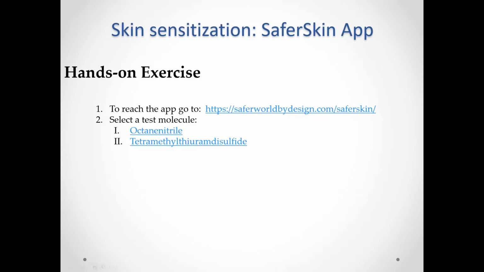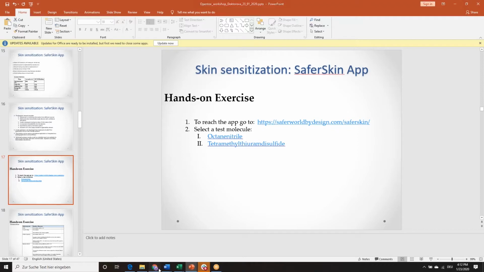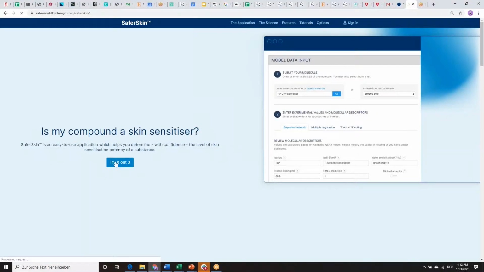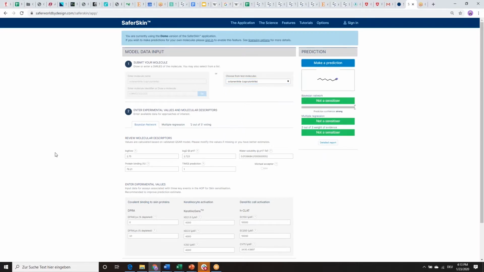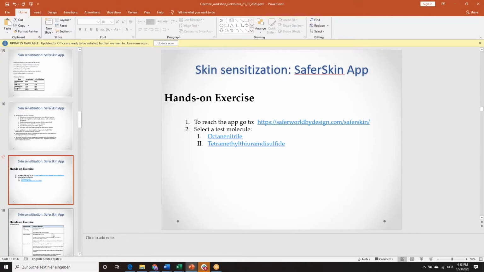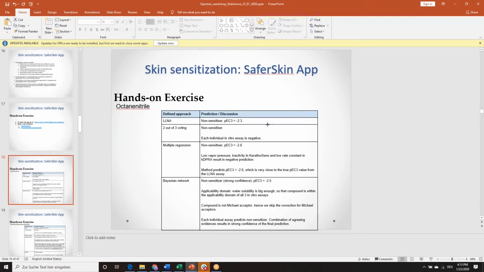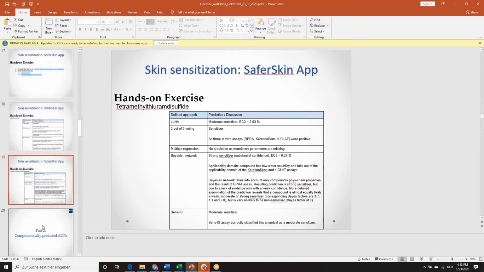We can just go and select the molecule. This is how the tool looks. You can try it out and select the molecule. In this case, I just started with octanotriol, and you can say make a prediction and explore the different ways. I've just chosen a few cases where one is a non-sensitizer, the other one is a sensitizer.